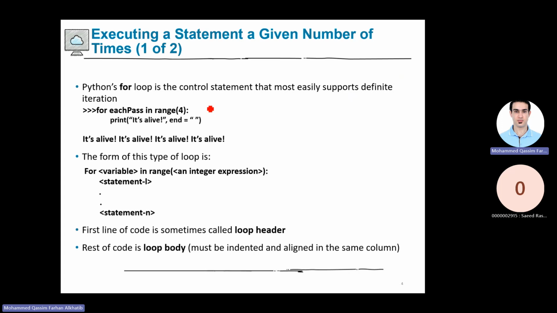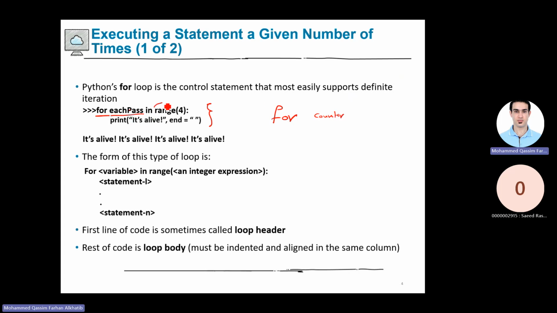It's like the basic example here, and we'll break it down into the key components that you need to memorize. First of all, we have the for, that's the keyword. And here you set your counter. For example, here each pass, that's my counter. So counter, and in that example, it's each pass.